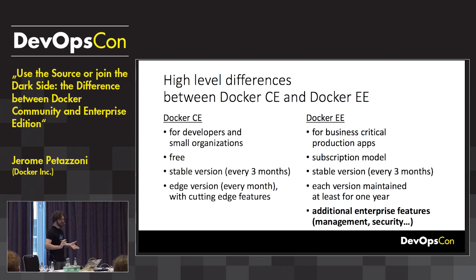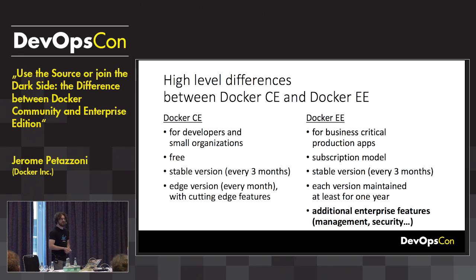Both versions have a release cycle of 3 months, so every 3 months there is a new stable release. But in the Community Edition, you also get every month what we call an edge release. Edge is always better than bleeding edge, because bleeding edge is always a bit more scary. But we call it edge, and so that's the great version if you always want to have the new features before they land in the quarterly release.